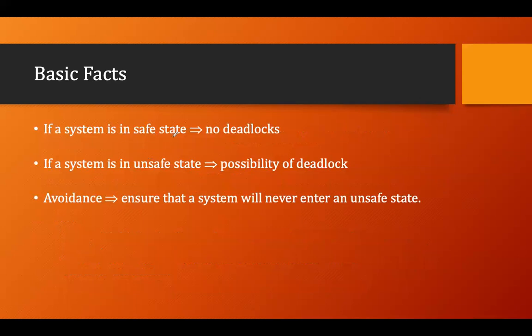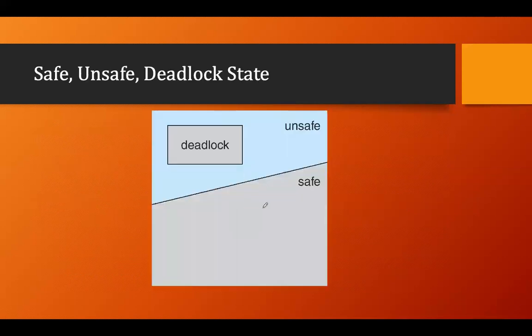If a system is in a safe state, means there is no deadlock. If the system is in an unsafe state, there is a possibility of deadlock. What is the meaning of avoidance? Avoidance ensures that the system will never enter the unsafe state. So there is a safe state and there is an unsafe state. In a safe state, no deadlock.